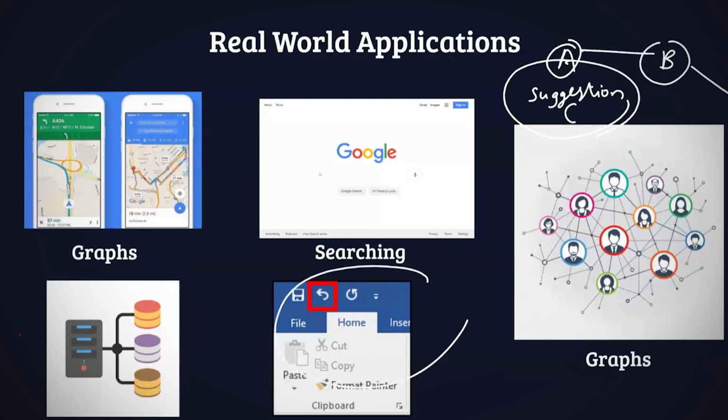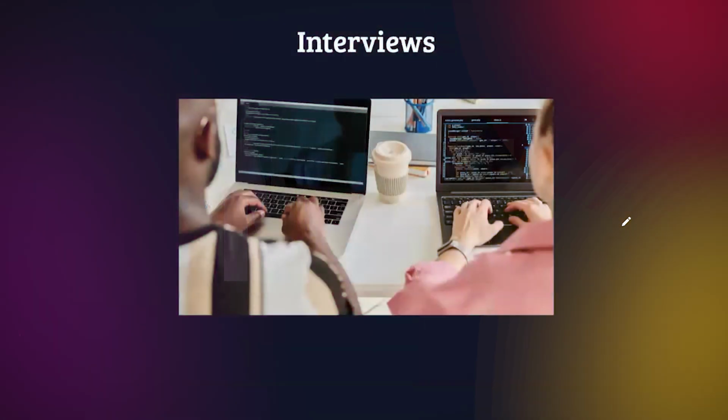And coming to the next one, this one. Here they are internally using a stack for the undo feature. So for the undo feature, they are using a stack. So these are the places where data structures have been used. Let's move to the next one.